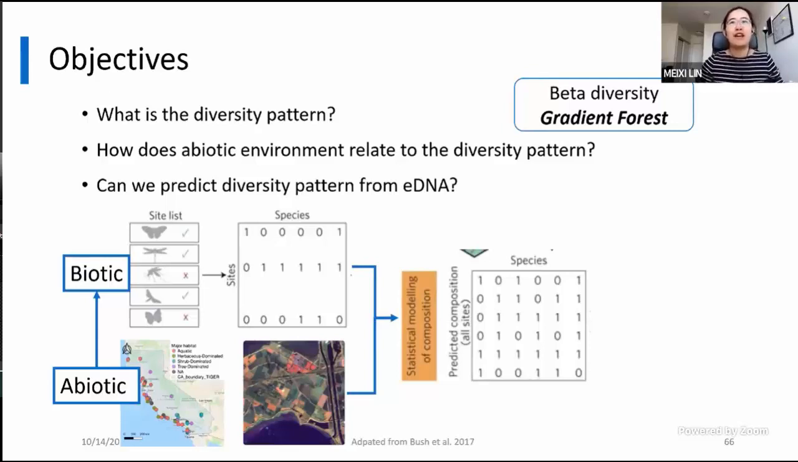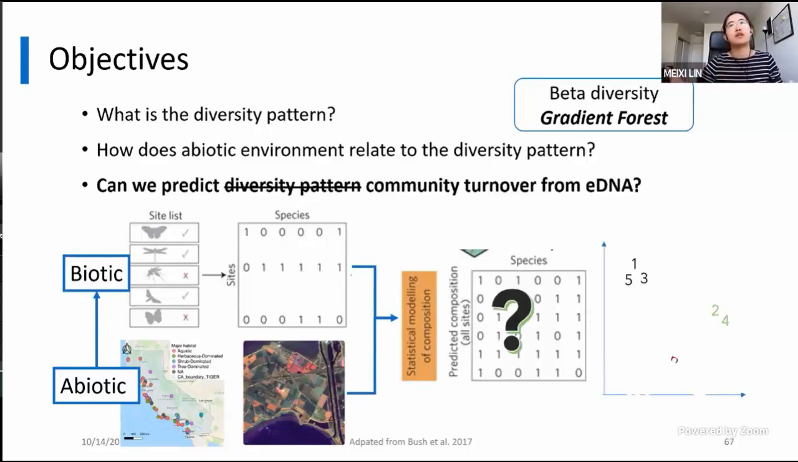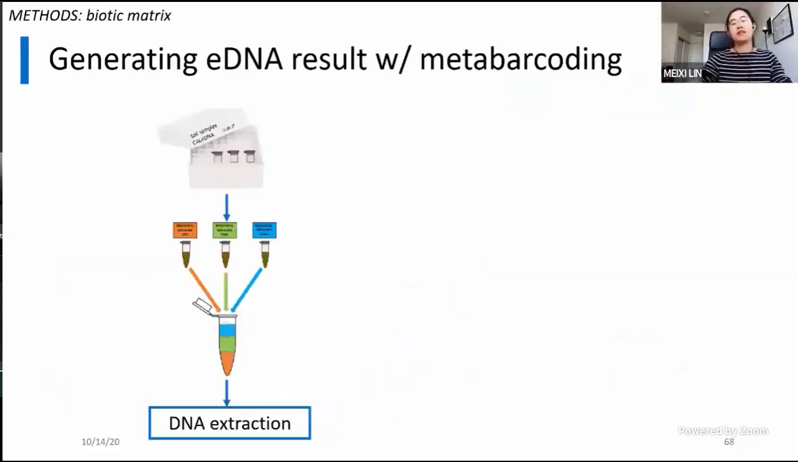We want to try to find the species in the sites where we did not find them. But as we have heard from the previous presenters, that's really challenging work. So we moved to try to predict community turnover from the eDNA patterns. So these are our three objectives. To achieve these three objectives, we first have to generate environmental DNA results with a metabarcoding approach.